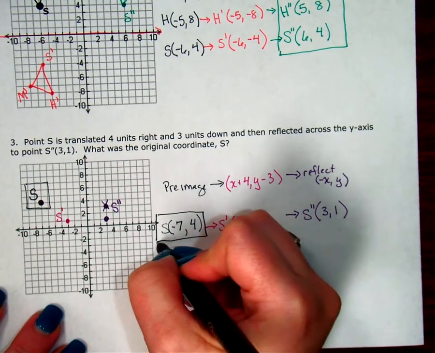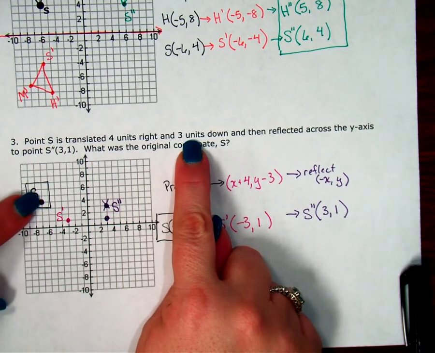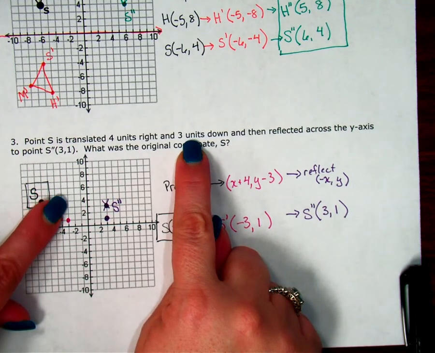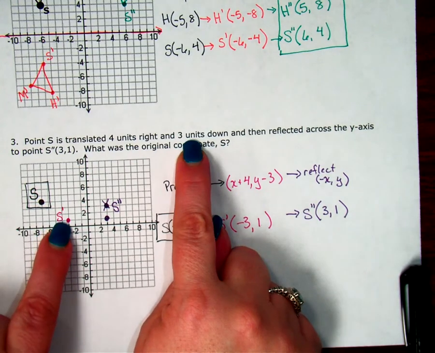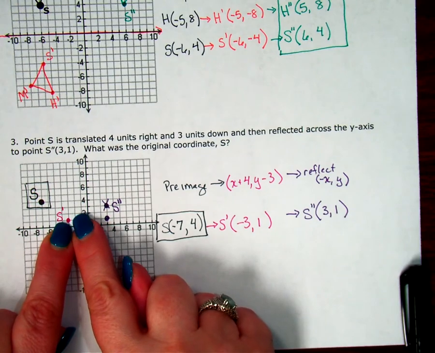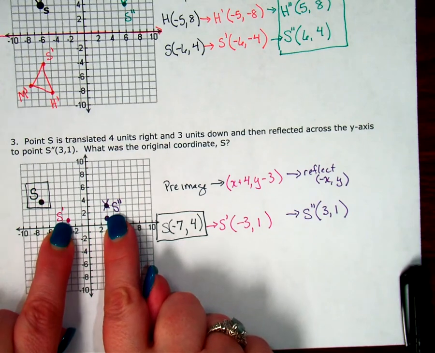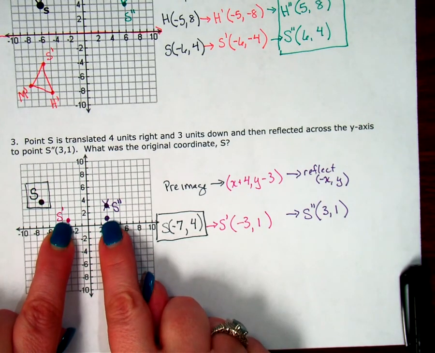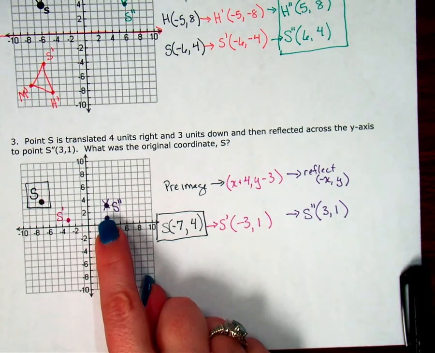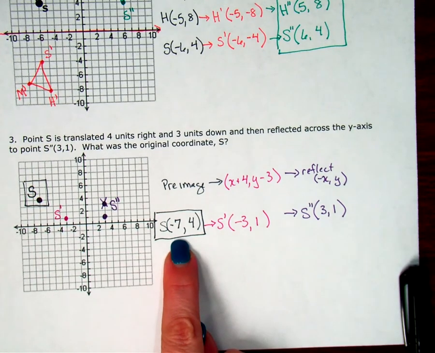Okay, and again, we can go back and check it. It says S is translated 4 units right and 3 units down. So if I go 4 units right, 1, 2, 3, 4, and then 3 units down, 1, 2, 3, I can see I end up right here at S. And then we reflect across the y-axis. I'm 1, 2, 3 away from the y-axis. So if I go 1, 2, 3 away from the y-axis, I can see I end up right here at my 3, 1, my S double prime. The correct one, not the one I put in the wrong spot. Okay? So my answer is the point negative 7, 4.